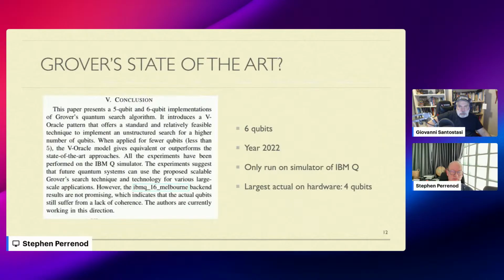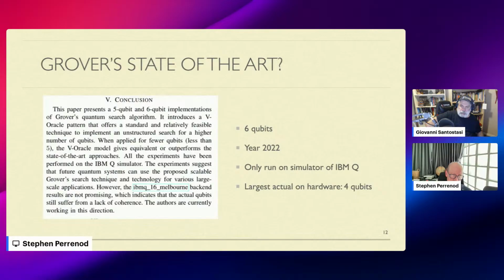Let's address the second one first, because it's the easier to dismiss. The quantum search algorithm with Grover's, the fastest it's ever been run is 4 qubits. There was a paper in 2022 that ran 6 qubits on a simulator for the IBM machine. And they made some comment about the IBM machine back-end results: not promising. Actual qubits still suffer from lack of coherence. So the largest actual Grover's algorithm that's been run on hardware, 4 qubits.